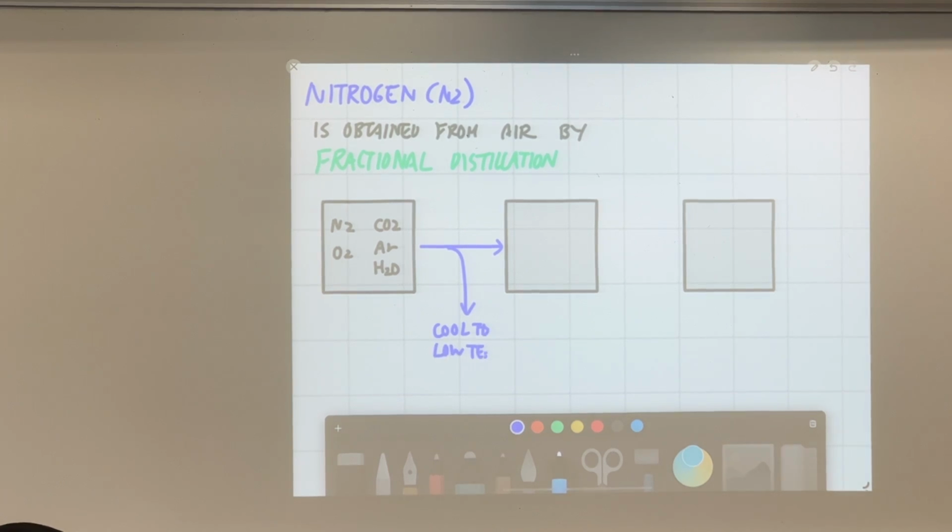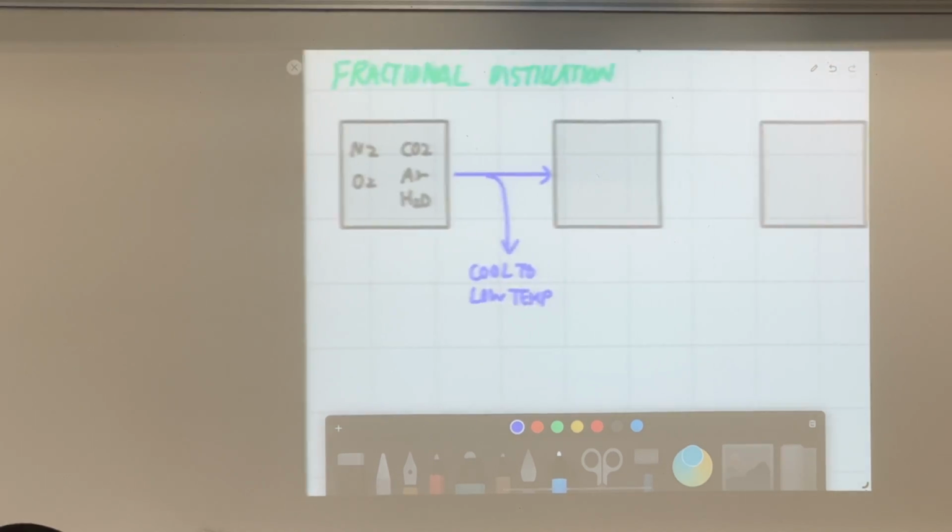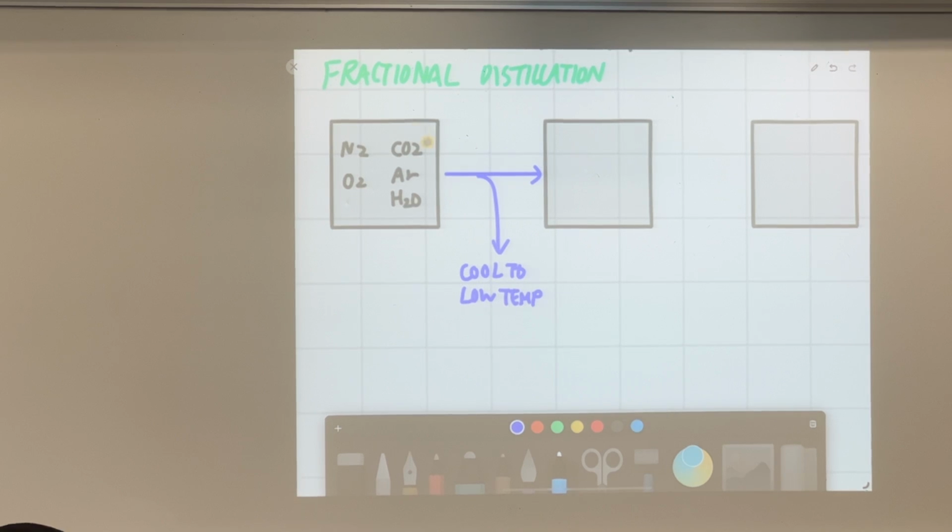You don't have to remember the temperature. That's not the important point. The important point is that 2 substances will settle out as solid. Can you guess what they are? Which 2 of these 5 substances in the air will solidify? Argon? No. Argon is very difficult to solidify. It can only be liquefied. It cannot solidify. Carbon dioxide. What do you call the solid form of carbon dioxide? Dry ice.